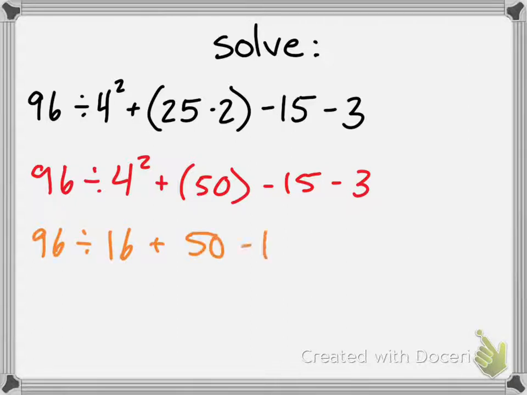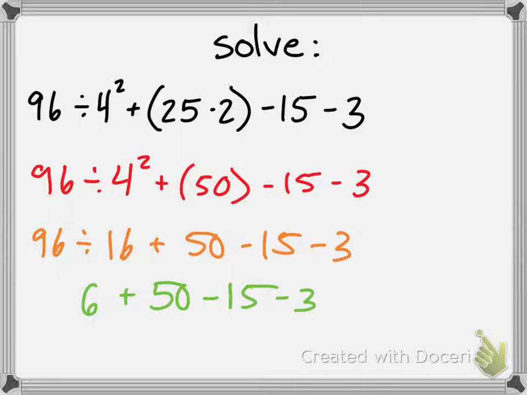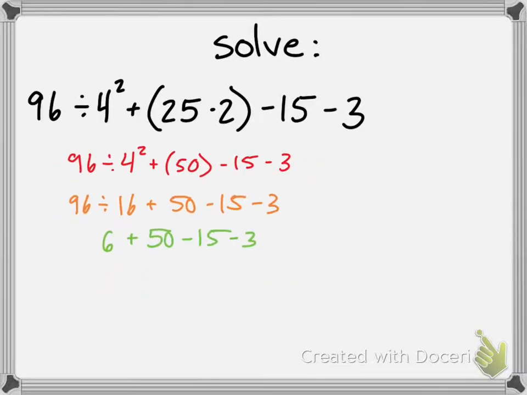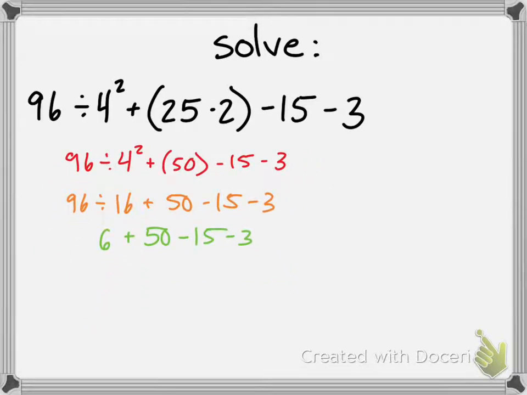Perfect. Then what'd you do? Then I divided 96 and 16 got 6. Perfect. So then we got 6 plus 50 minus 15 minus 3. And then what did you get next? I added 50 and 6. Perfect. 56 minus 15 minus 3.